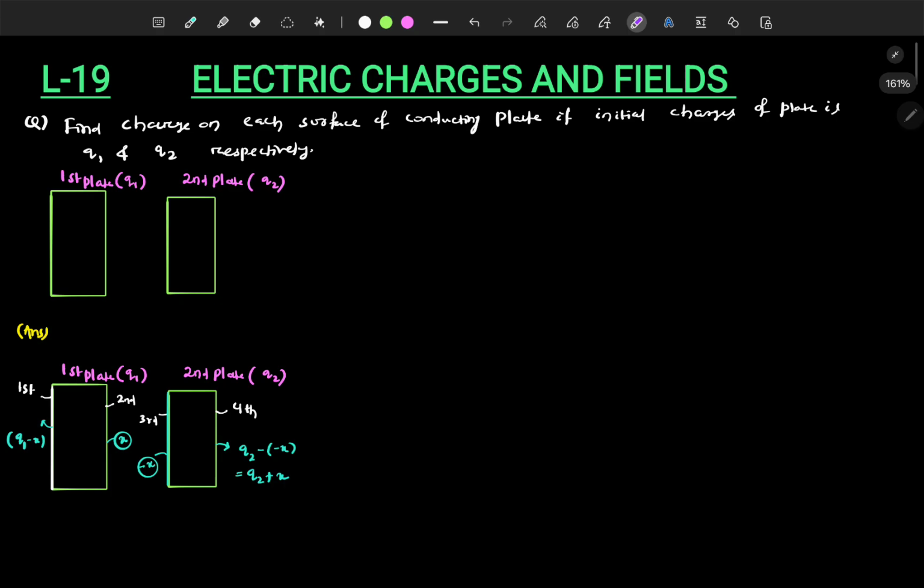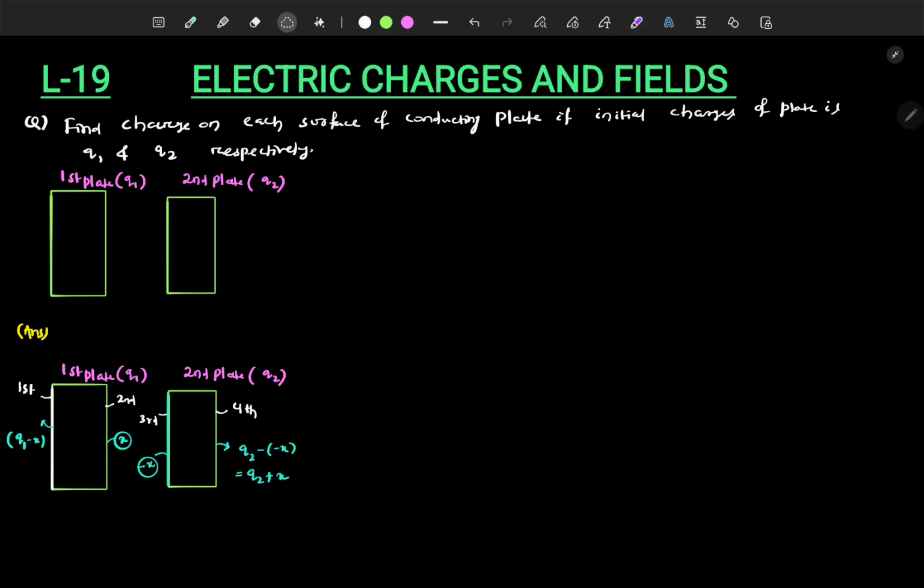As per the distribution, we have assumed that on the second surface the charge is x. So on the first surface the charge will be the total minus x, that is Q1 minus x. Due to induction, on the third surface the charge will be minus x. So on the fourth surface the charge will be Q2 minus of minus x, that is Q2 plus x. So this is the distribution.